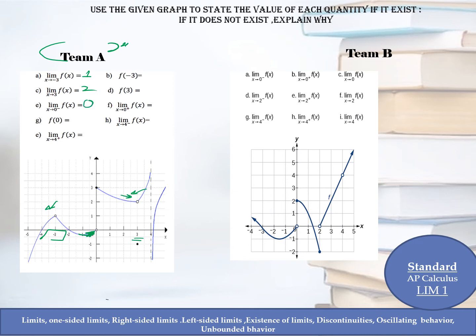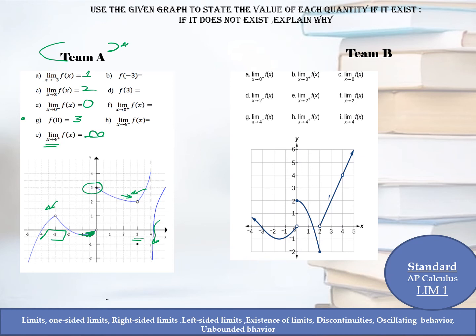Now f of 0 means that you have to read an included point. So the included point is only here, that is equal to 3. Now the limit as x approaches 4 from the right side. So here is the 4 and the right side limit is going down and down and down. So you can say it is -infinity.